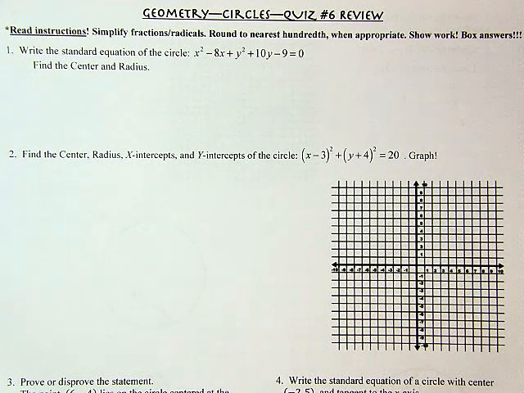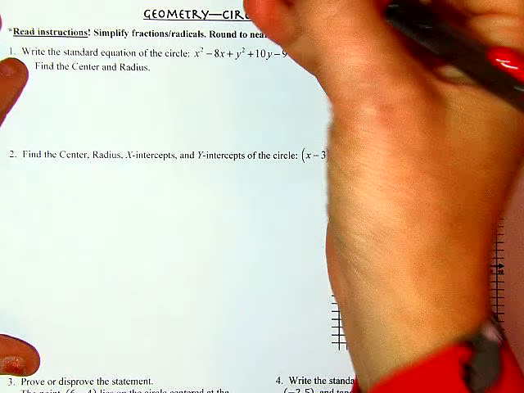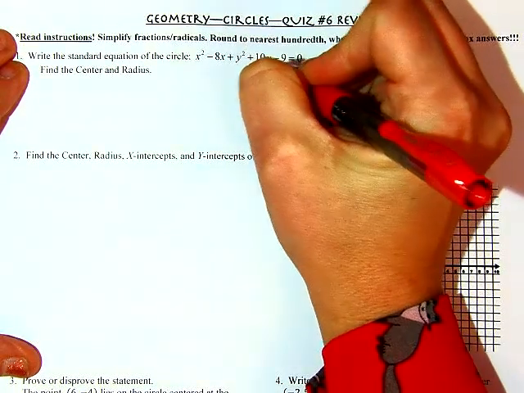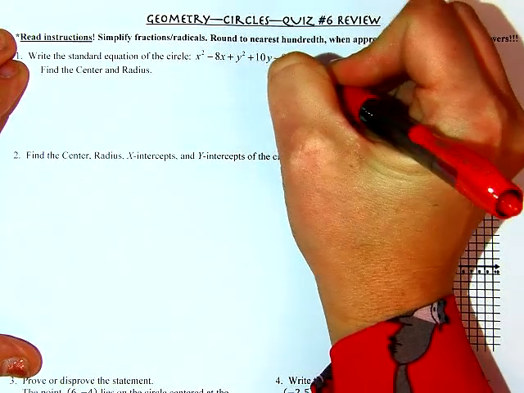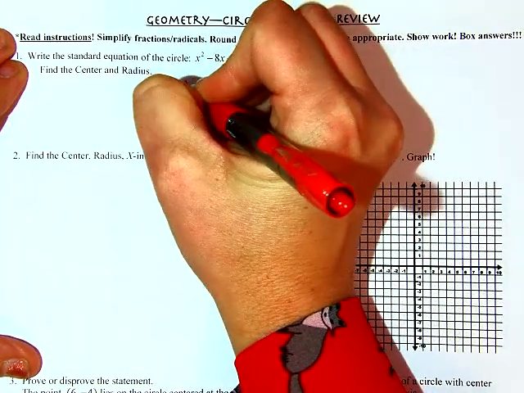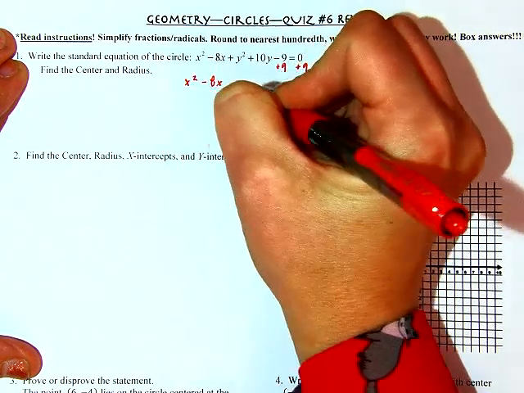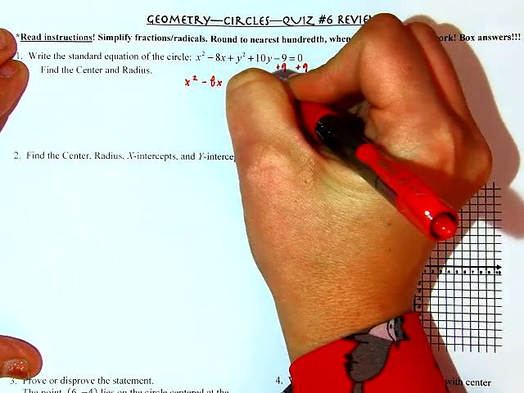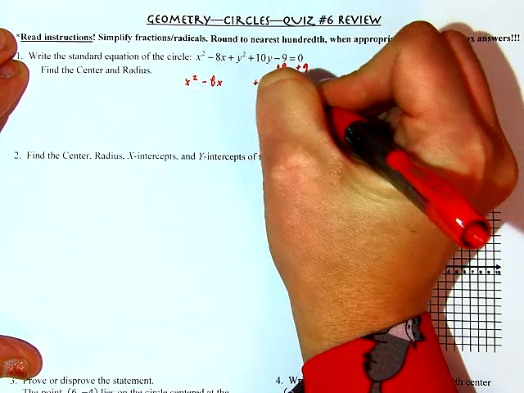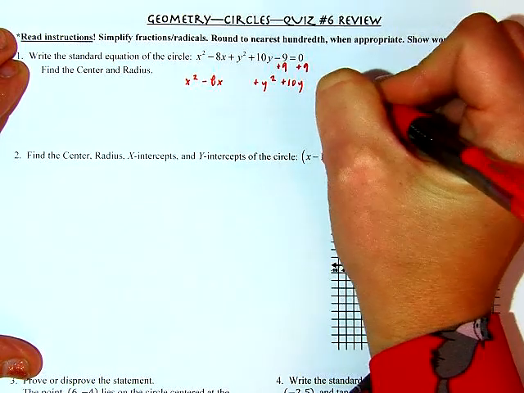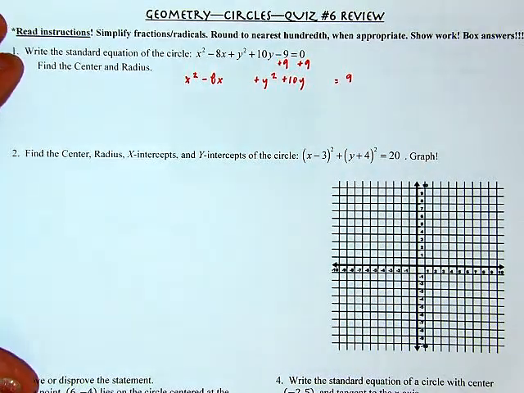and its radius. So the first thing that I like to do is reorganize all of my components. So I have the x's together, the y's together, and the constant on the other side. So I'm going to go ahead, I'm going to add the 9 to the other side and rewrite this as x squared minus 8x plus y squared plus 10y is all equal to 9.